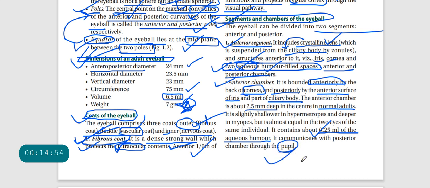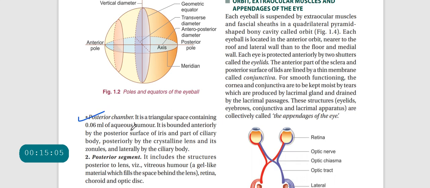Coming up to the posterior chamber. So the posterior chamber has a triangular shape, and it consists of 0.06 ml. The anterior was consisting of 0.25. It has 0.06 ml of aqueous humor filled inside it.